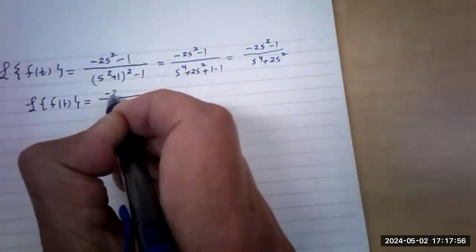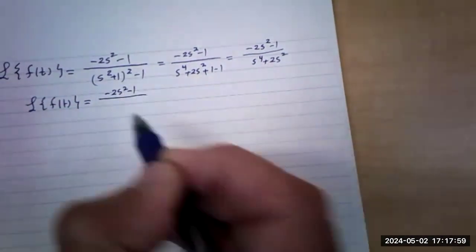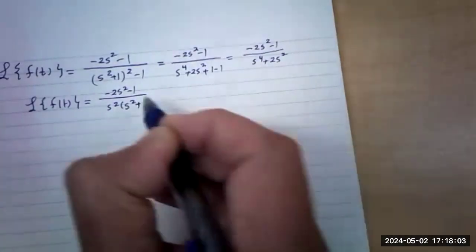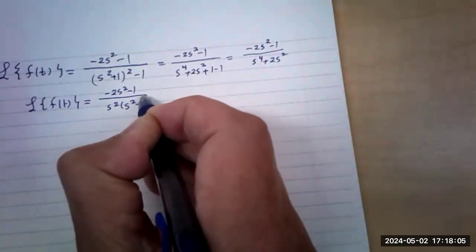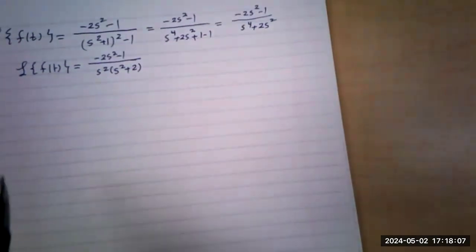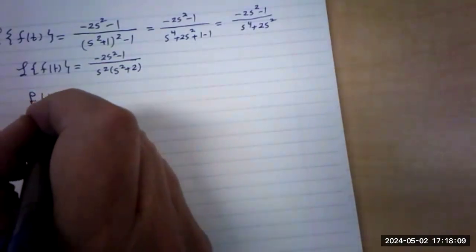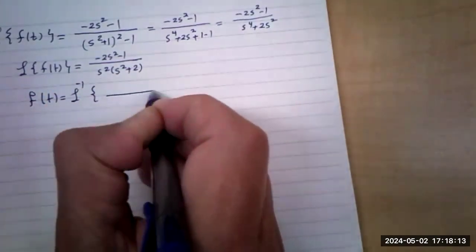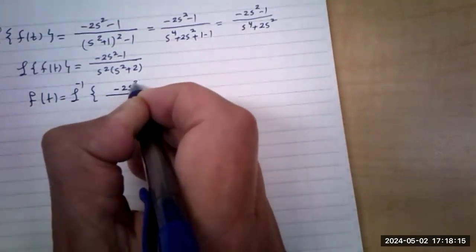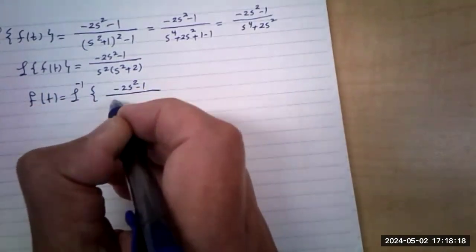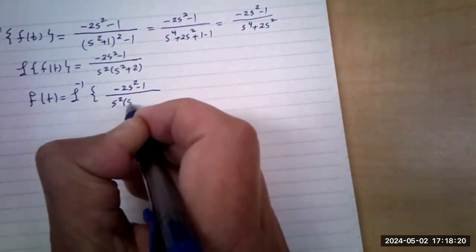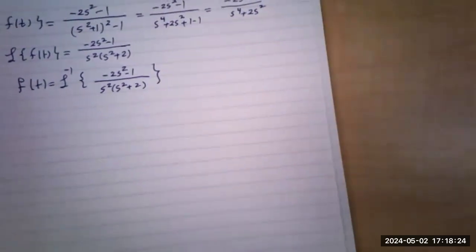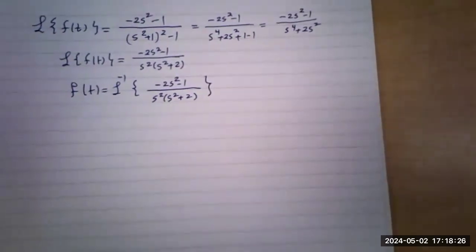So that's negative 2s squared minus 1 on the top, and you pull out the s squared, so that gives s squared plus 2. So f of t would be the Laplace inverse of negative 2s squared minus 1 divided by s squared times s squared plus 2. So you have to work on this Laplace inverse to get this done.